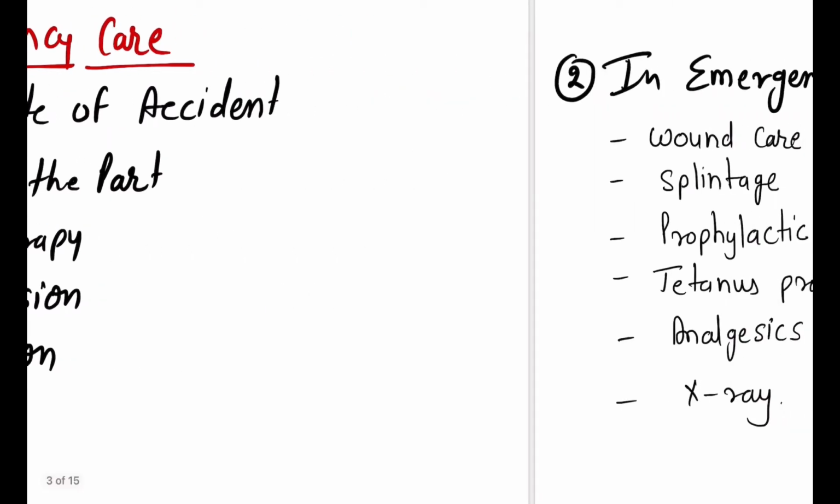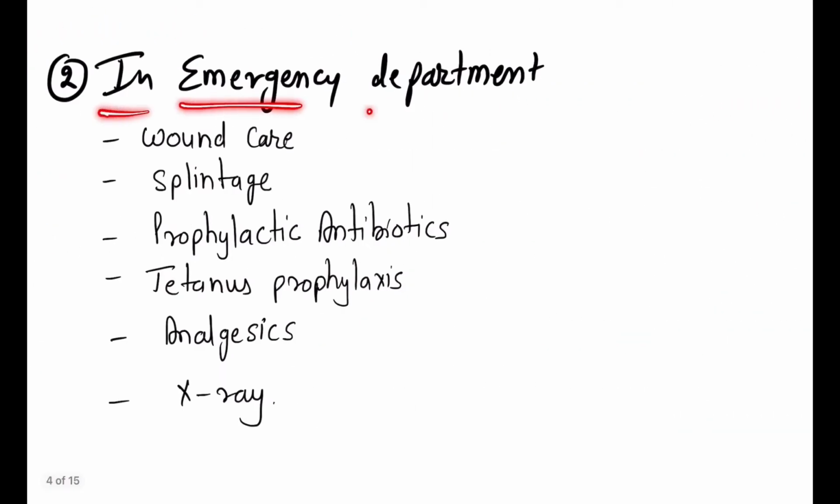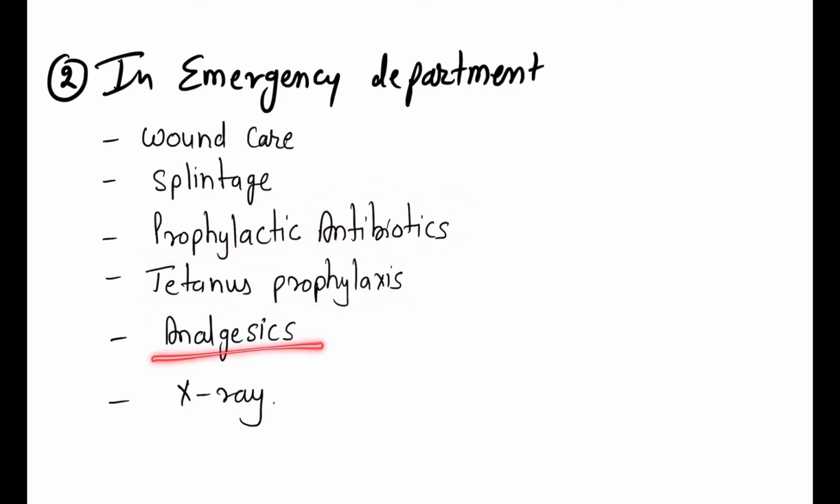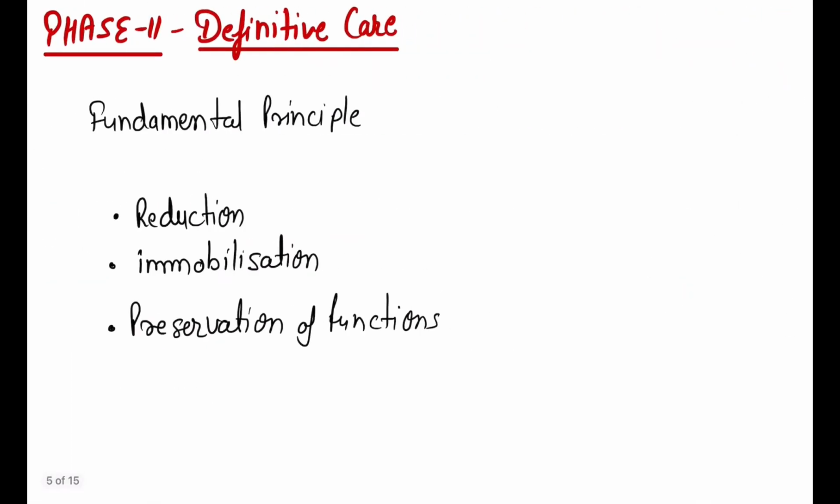Okay. Then next we have the emergency department, after reaching the hospital. So there we will be giving the patient wound care, then splints to reduce the mobility, then prophylactic antibiotics, tetanus prophylaxis, analgesics to reduce the pain, and then X-ray for the diagnosis, to see where the fracture is and what type of fracture it is.